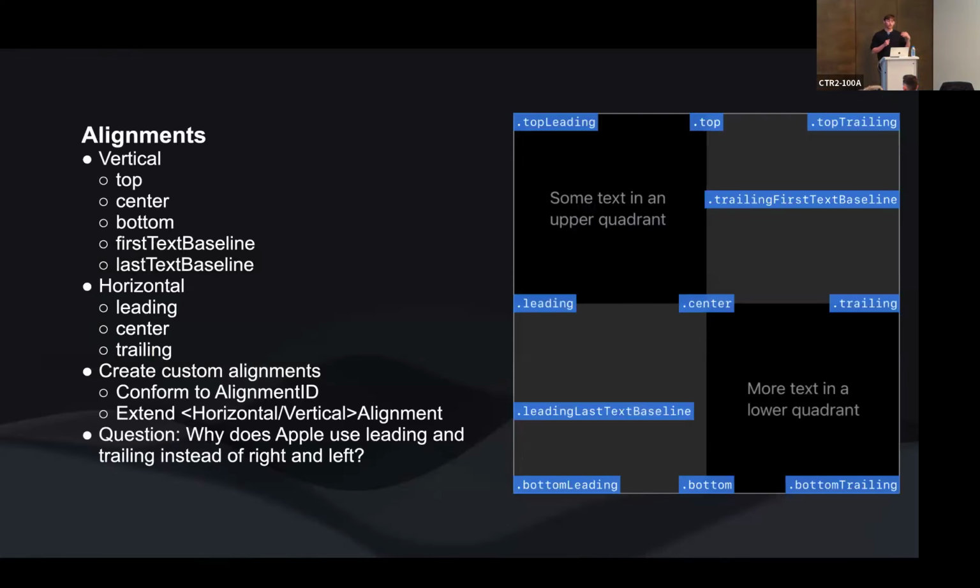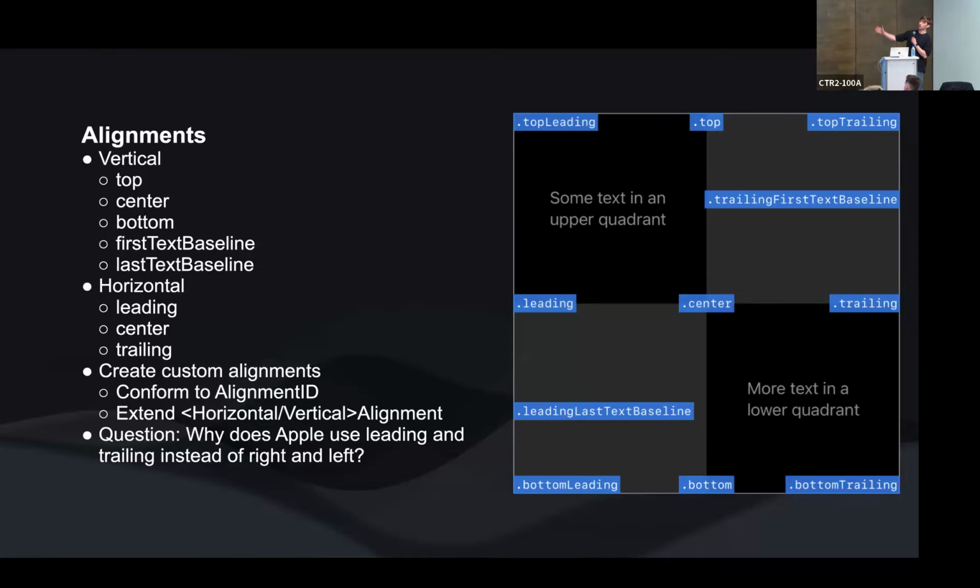There are a few different alignments that SwiftUI provides. There are vertical alignments and horizontal alignments, and we can combine the two to get alignments in two directions. Our vertical alignments are top, center, bottom, first text baseline, and last text baseline. And our horizontal alignments are leading, center, and trailing. We can combine those to get top leading, top trailing, bottom leading, and leading text last baseline, and trailing first text baseline. This covers most of the use cases that we would need alignments for.